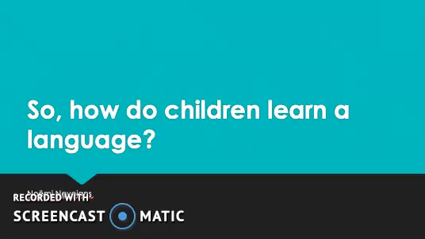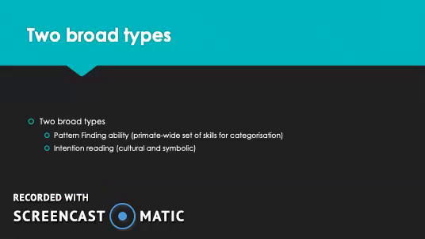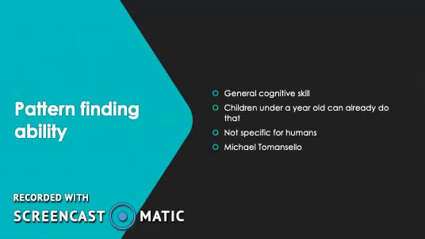How do children learn a language? There are two broad types of skill to the language learning process. We have pattern finding ability and intention reading. First, we have pattern finding ability. It is a general cognitive skill to recognize patterns. Even children under a year old can already do that.